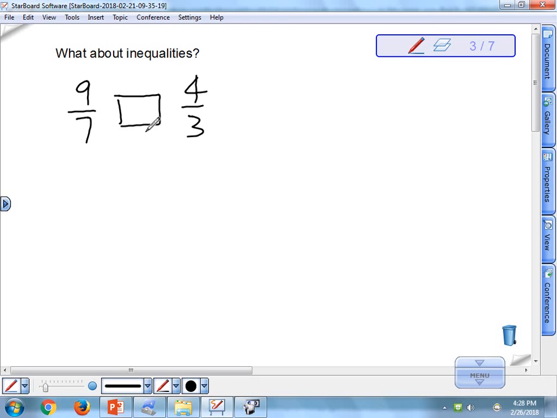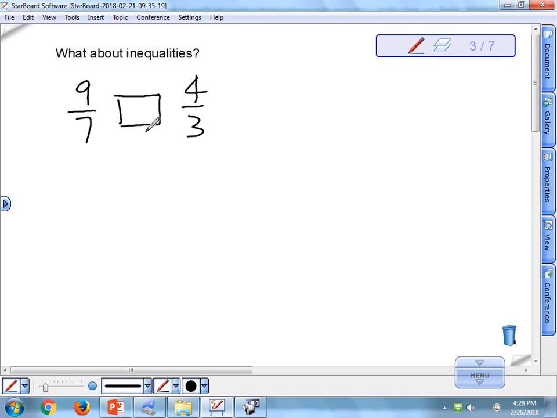Well, we've talked quite a bit about how to take any two fractions and make sure that they have the same denominator. In other words, we're going to turn each of these two fractions into equivalent fractions, which we can then easily compare to one another.